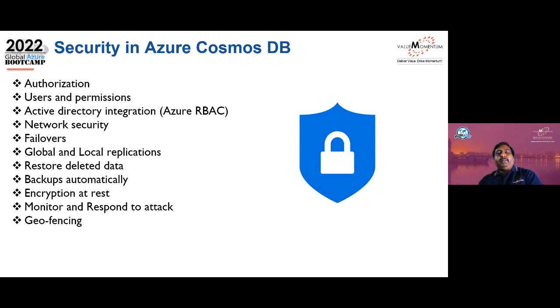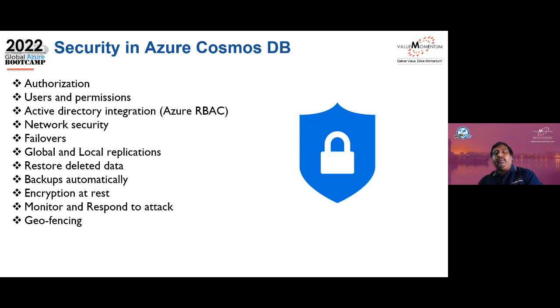Automatic backup: periodic and incremental backups are available in Cosmos DB. Those jobs run automatically and the data will be backed up. Encryption at rest: data will be encrypted with your key, or you can bring your own key and the data will be encrypted.